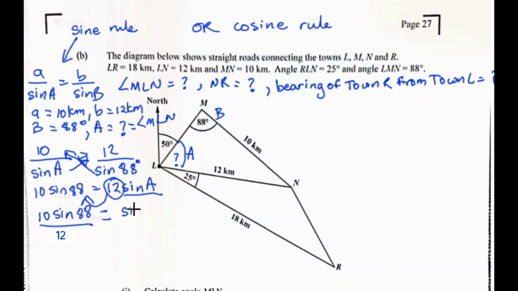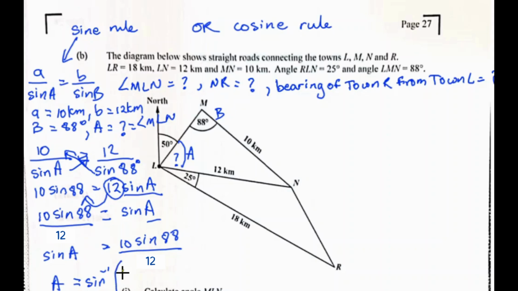So this is equal to sine A. But we actually need to find A and not sine A. So I'm just going to flip this around. Sine A is equal to 10 sine 88 over 22. So how do we find A? Well, all we need to do to find A is simply find the sine inverse of everything on the right hand side, or the sine inverse of both sides.